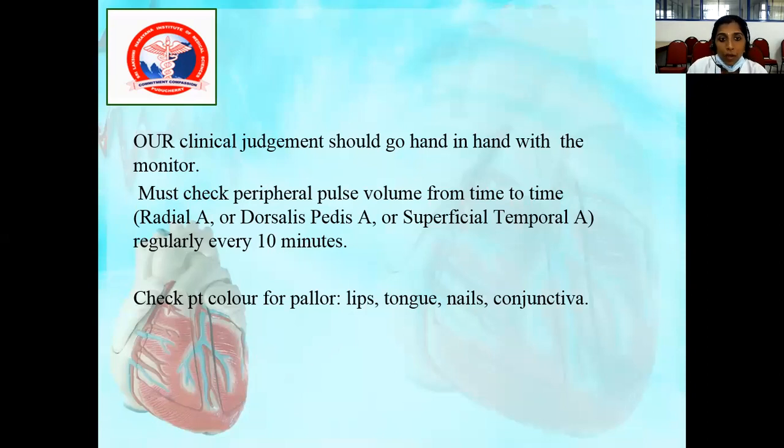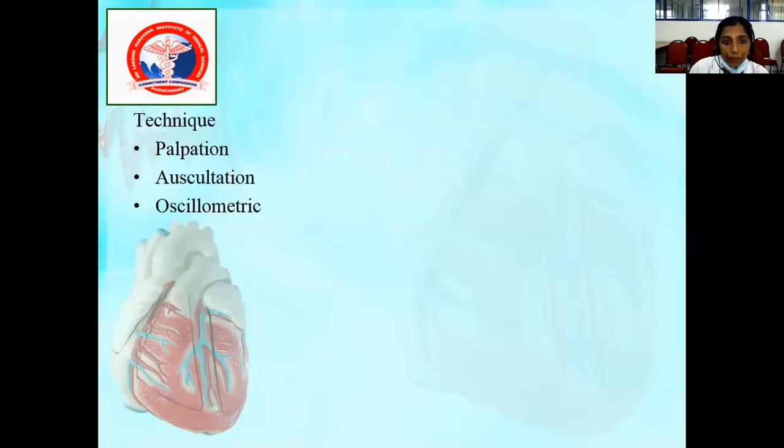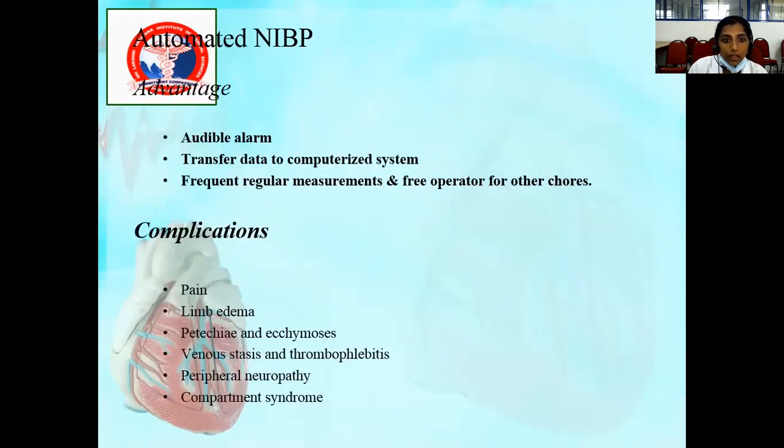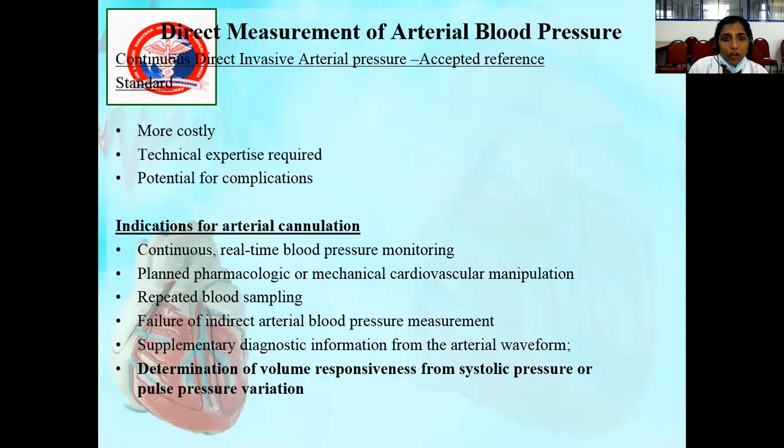Okay. So apart from that, you should also check the peripheral pulses from time to time. The most commonly used are radial and dorsalis pedis. Apart from that, you can also check the superficial temporal artery. And you should also check the patient's color for pallor. Okay. Especially in surgeries wherein we are expecting a high blood loss, looking for pallor in the tongue, conjunctiva, lips can be very useful. So this is about your automated NIBP.